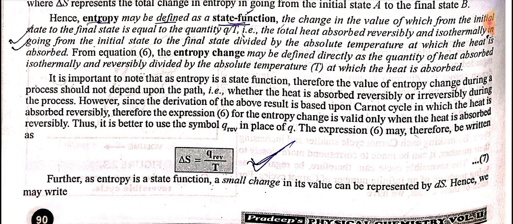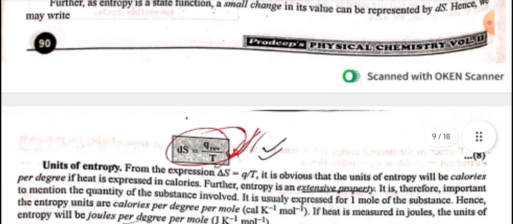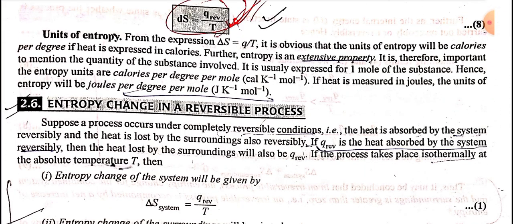It is important to note that as entropy is a state function, therefore the value of entropy change during a process should not depend upon the path, that is whether the heat is absorbed reversibly or irreversibly during the process. However, since the derivation of the above result is based upon the Carnot cycle in which the heat is absorbed reversibly, therefore the expression 6 for the entropy change is valid only when the heat is absorbed reversibly. Thus, it is better to use the symbol q reversible in place of q. The expression 6 may therefore be written as delta S is equal to q reversible by T. Further, as entropy is a state function, a small change in its value can be represented by dS. Hence, we may write dS is equal to dq reversible by T.